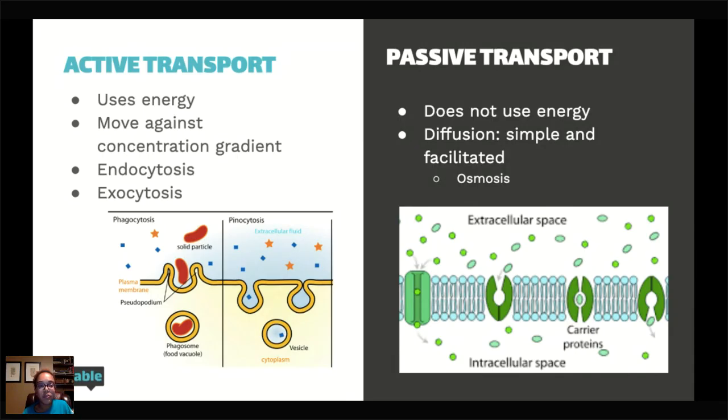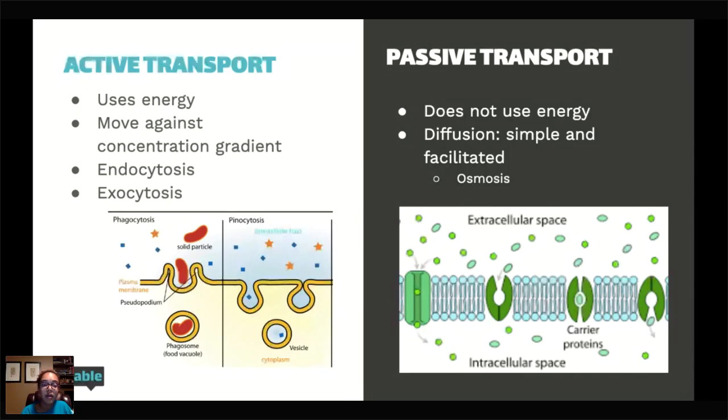It's done through diffusion, which can be simple or facilitated. So simple diffusion is pretty much just something that naturally happens. Things diffuse across the cell membrane. They just go from one side to the other without any problems. Remember when I said the cell membrane is selectively permeable? Pretty much, it allows some things to diffuse through.